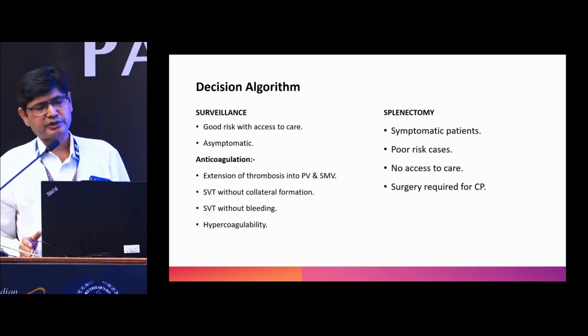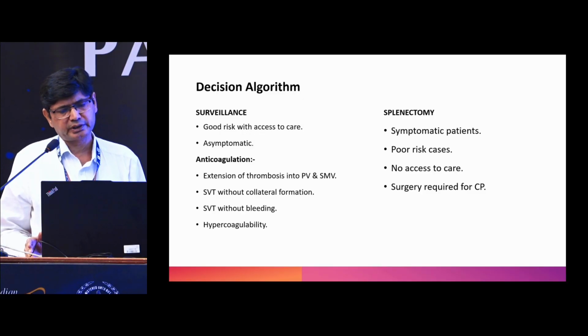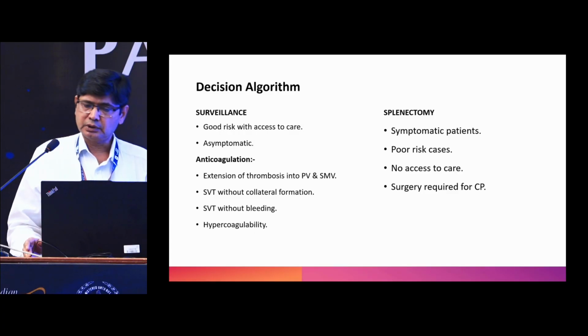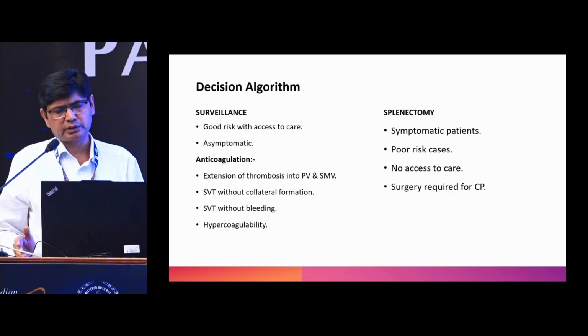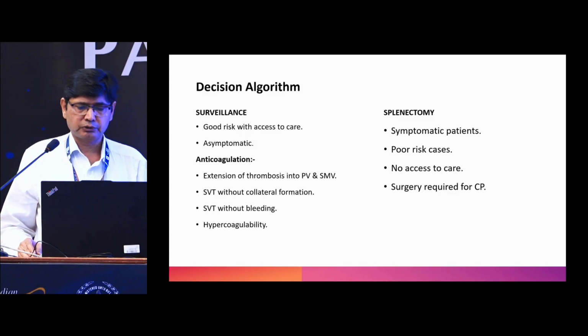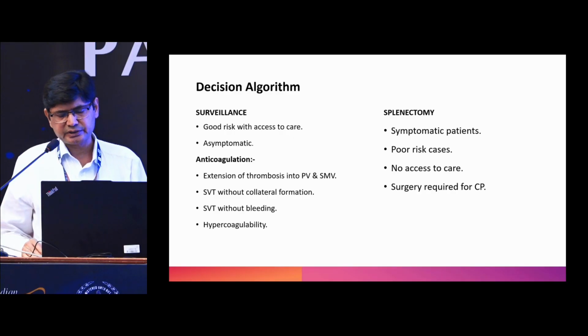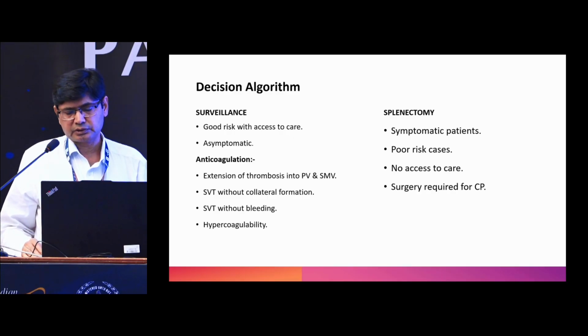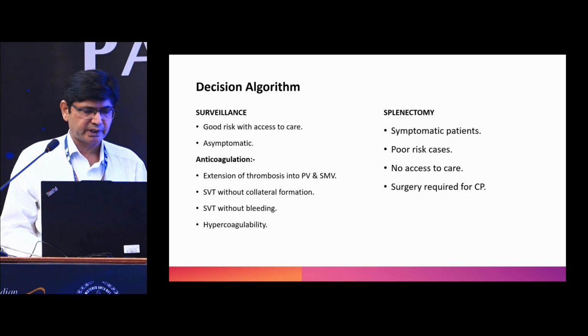Surveillance: a patient who is a good risk case and asymptomatic can be observed, if the patient is accessible to care. Patients who are symptomatic, especially with GI bleed, poor risk cases, patients living in a remote area with no regular access to care, and patients otherwise requiring surgery for chronic pancreatitis, can be taken up for splenectomy along with the surgery for the chronic pancreatitis.